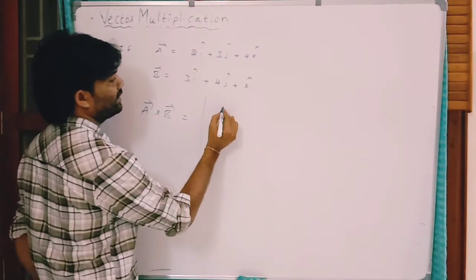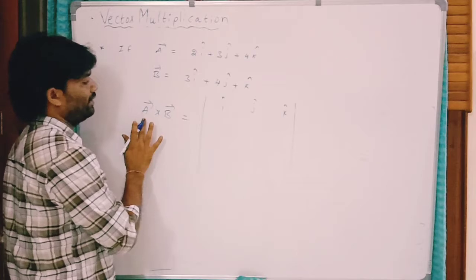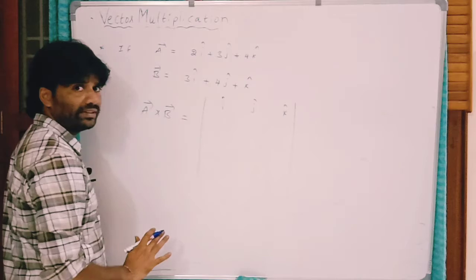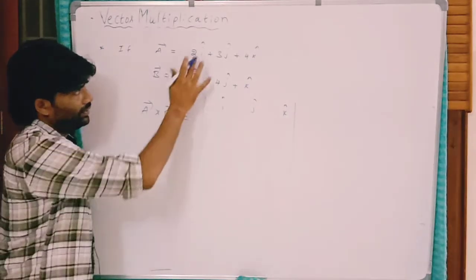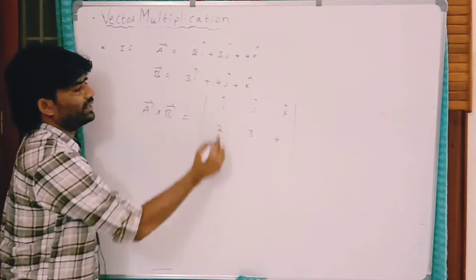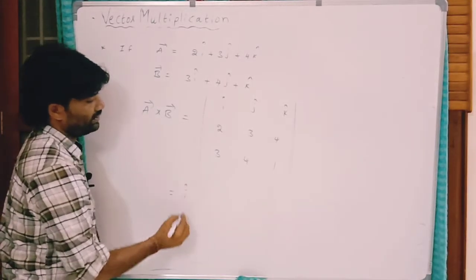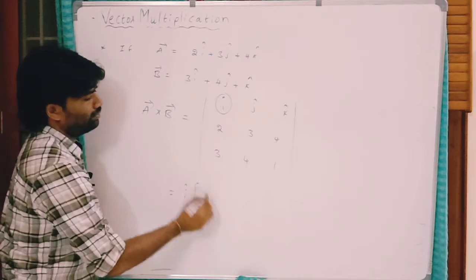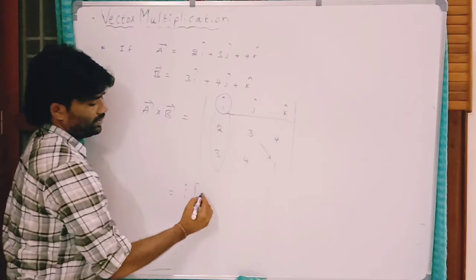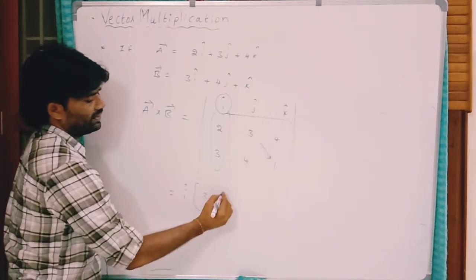You can see here. First take these unit vectors. First you have A here. Otherwise, if you have B cross A, first take B components, right? Here you have A, so we should take components of A first, 2, 3, 4, and then components of B vector, 3, 4, 1. Now first this i component. For the i component of A cross B, leave this column and this row, this into this. So 3 into 1 is 3 minus this into this, that is 4 into 4 is 16.